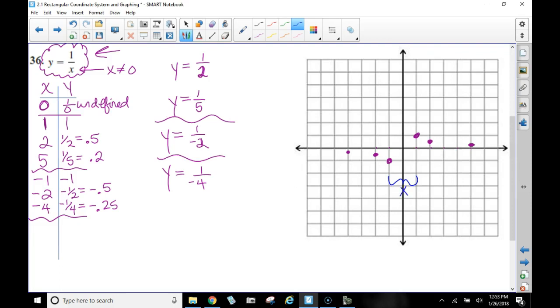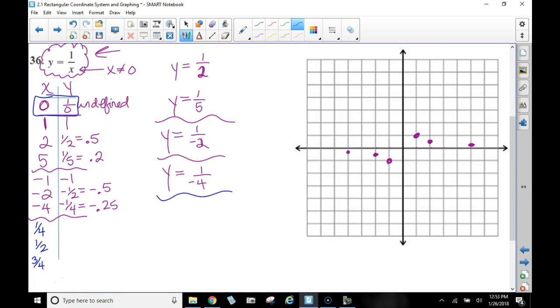Remember, I can't let x be 0 because that's undefined. So I'm not going to be able to have a y-intercept here. But I do want to know, well, what happens for, like, when x is maybe 1/4 or 1/2? Or maybe 3/4. Let's try those.